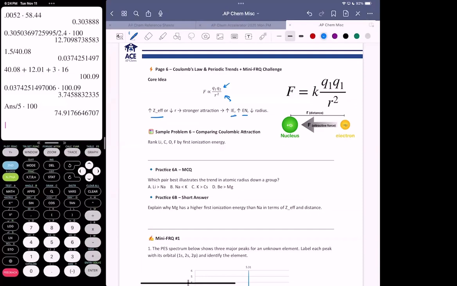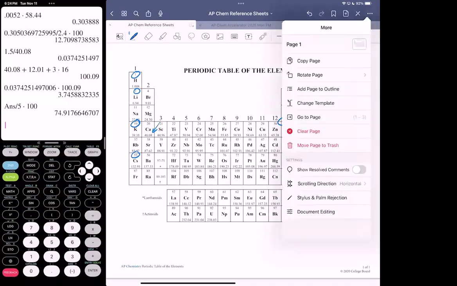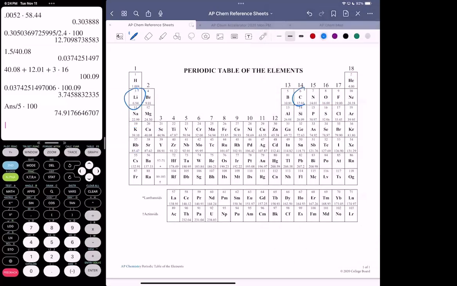Sample problem 6. Rank lithium, carbon, oxygen, and fluorine by first ionization energy. It doesn't say the order, so let's go lowest to highest. Lithium, carbon, oxygen, fluorine. From lowest to highest, ionization energy increases this way. So of all of these, fluorine is going to be the largest. So I would say lithium, then carbon, then oxygen, then fluorine.